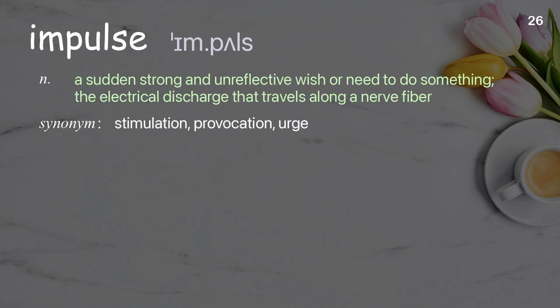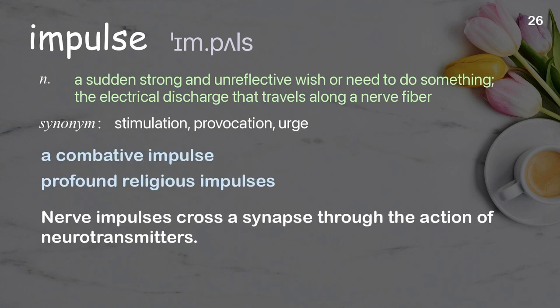Impulse. A sudden, strong, and unreflective wish or need to do something. The electrical discharge that travels along a nerve fiber. Examples: A combative impulse. Profound religious impulses. Nerve impulses cross a synapse through the action of neurotransmitters.